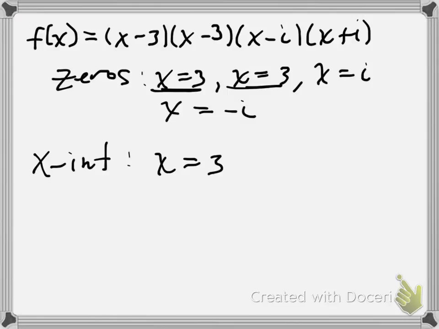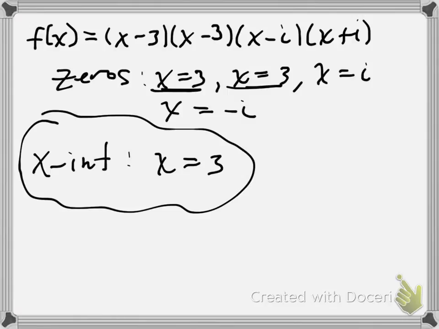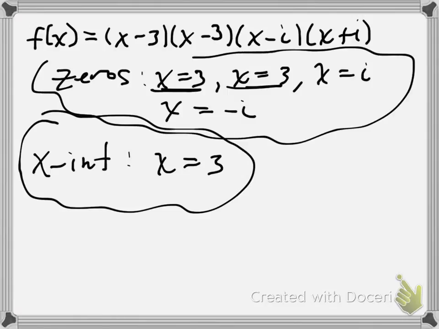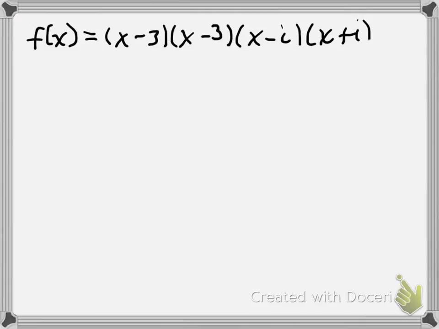Right, and then x equaling i and x equaling negative i, those are non-real zeros, so those aren't going to intersect the x-axis. Alright, so zeros and x-intercept. Okay, what I have to do next is put this in standard form.